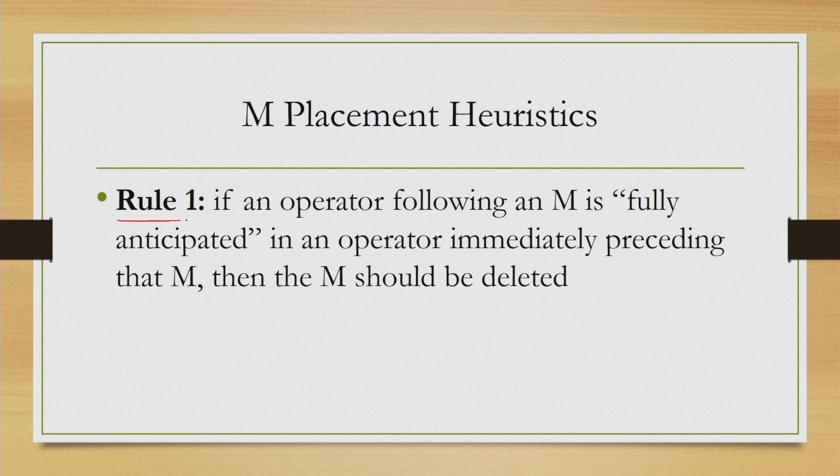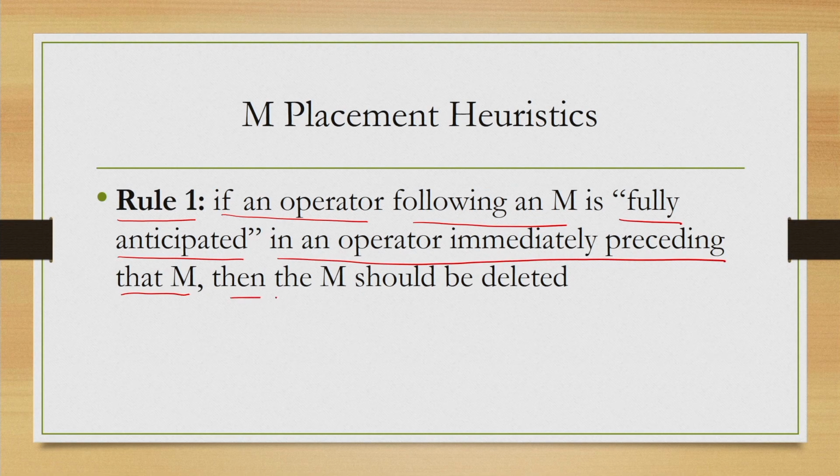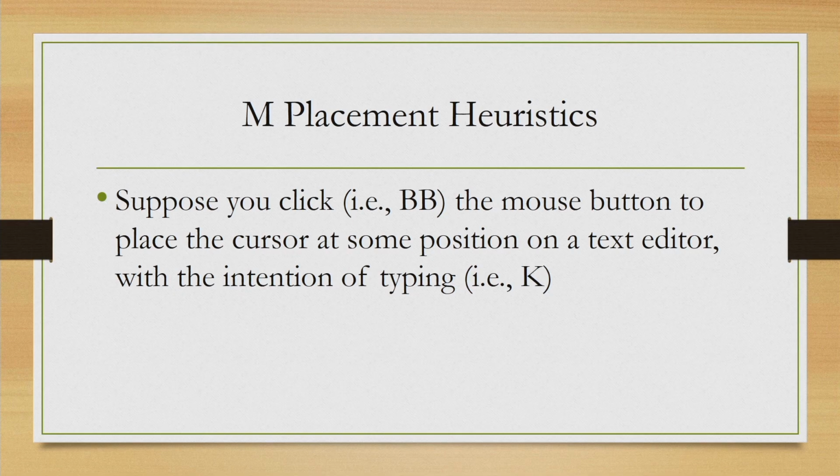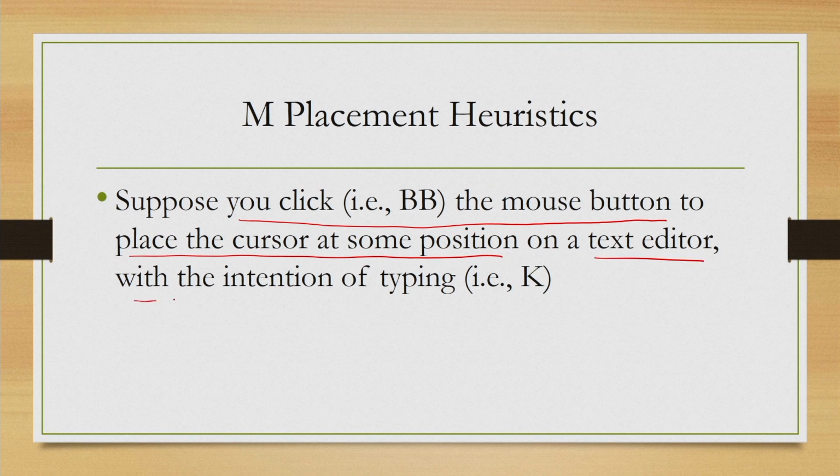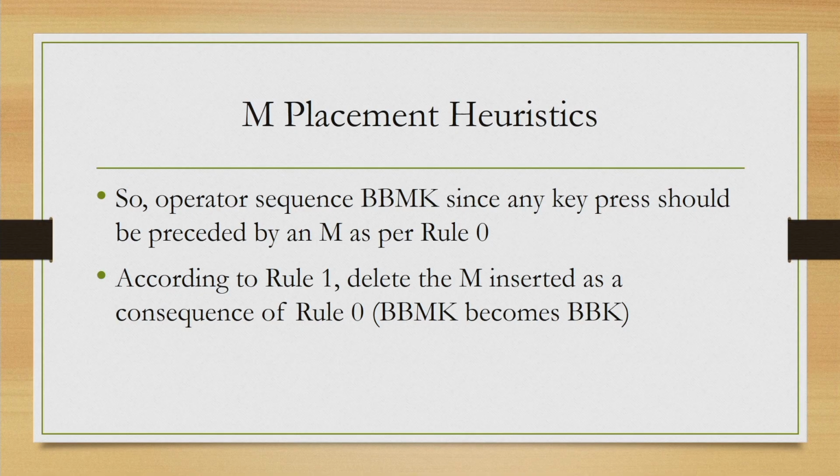Then comes rule 1. So, earlier one was rule 0, the second heuristic is rule 1. It says that if an operator following an M is fully anticipated in an operator immediately preceding that M, then the M should be deleted. As an example, suppose you click the mouse button, using of course the operator sequence BB, to place the cursor at some position on a text editor with the intention of typing. Now, in that case, as per rule 0, it should be BBMK, that should be the correct operator sequence.